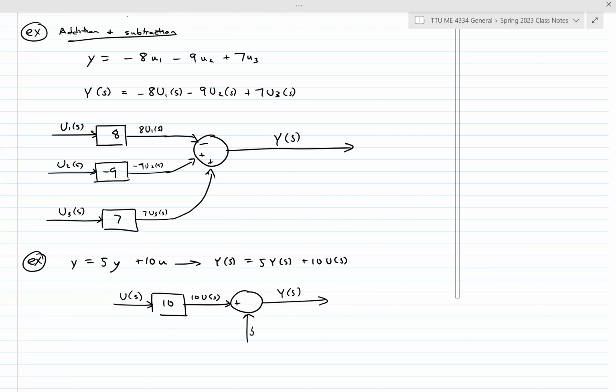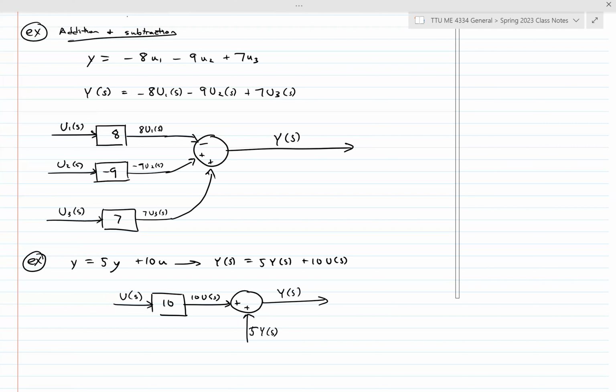I heard 5. Is that right? 5 Y of S, right? Right, -4. We'll get to that one in a second, right? And this needs to be a plus here as well, right?